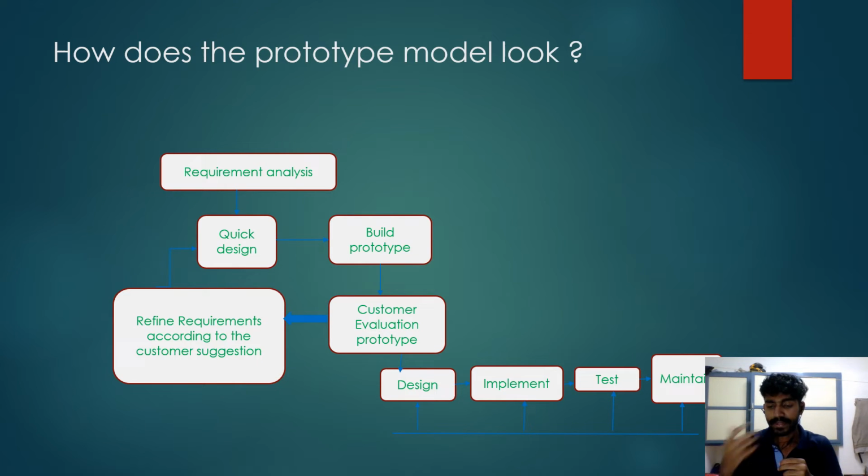Looking at the diagrammatic representation of the prototype model, the important phases are requirement analysis, design, prototype, and user feedback. The prototype model uses multiple iterations, which is why we draw it as a circle. So in the prototype model, we use multiple iterations of requirement analysis and design. After each iteration, the result is evaluated by the customer.